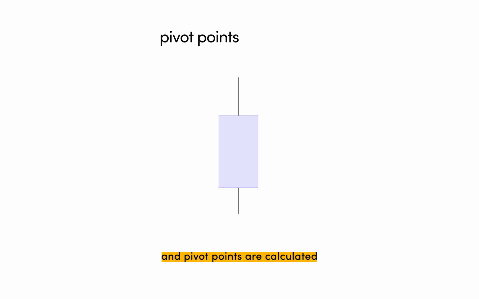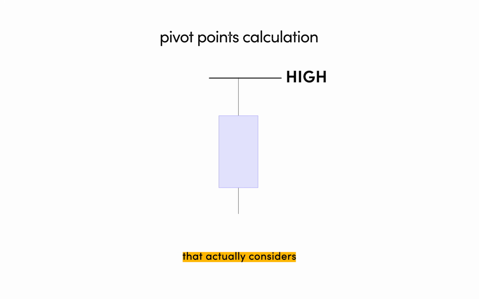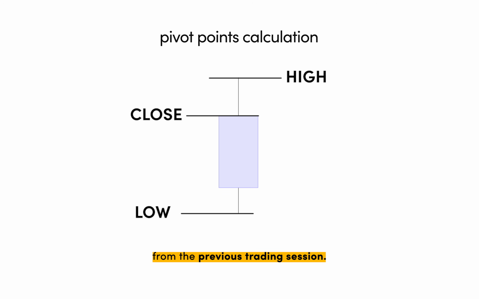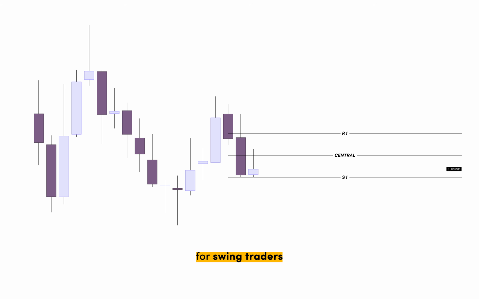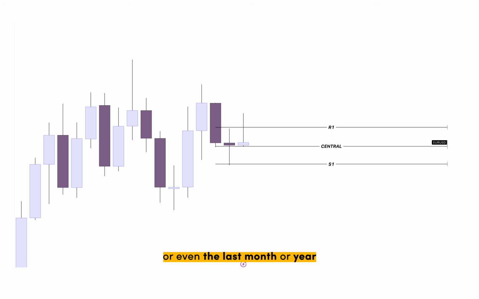And pivot points are calculated using a very simple formula that actually considers the high, low, and close prices of a currency pair from the previous trading session. And the previous period can vary based on what the trader is looking at. So it could be the previous day for day traders, the past week for swing traders, or even the last month or year for those with a longer term perspective.